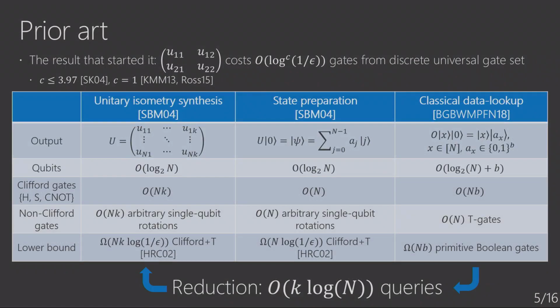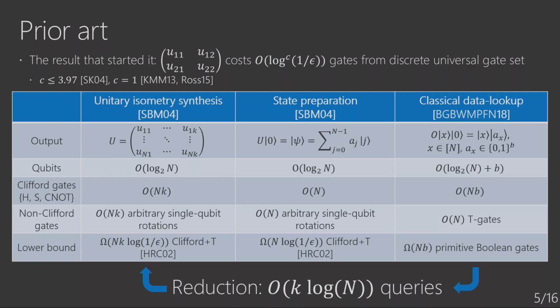So, what are the best results that we have for these routines in prior art? The result that kind of started it all was a result by Solovay and Kitaev. If you are given a list of numbers that specify a 2x2 unitary, how many Clifford and T gates do we need to make this thing? And it turns out that, at least for the case of fixed dimension, it is logarithmic in the error, which is great.